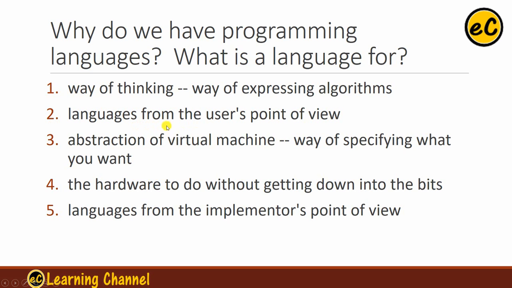Some languages are designed from the user's point of view to help people do programming more efficiently. And some are developed for the abstraction of a virtual machine. It's a way of specifying what you want. And some are designed for the hardware to do things without getting to the bits, to make sure that you can translate the language into machine code quite easily. Some languages are for the implementer's point of view.